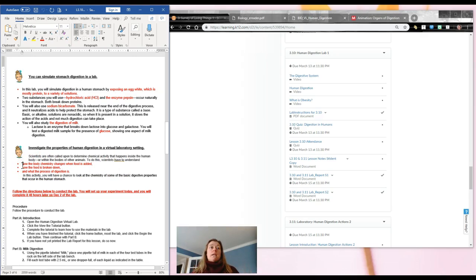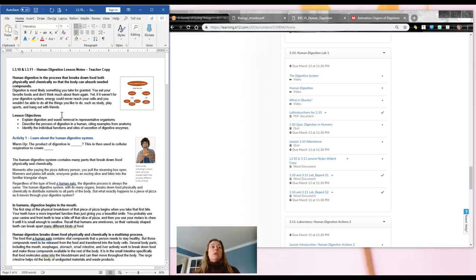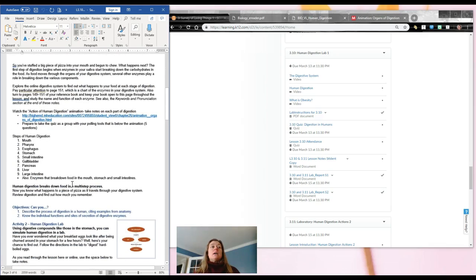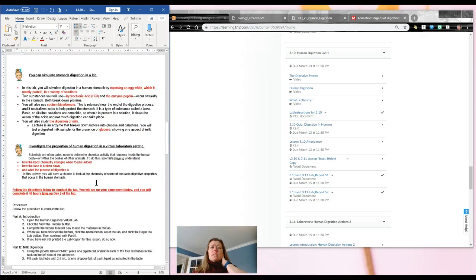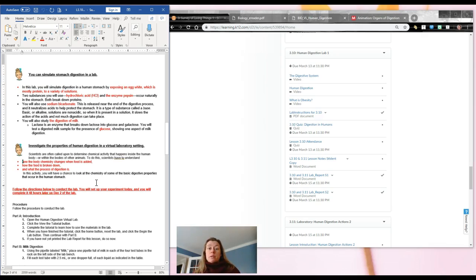We're doing that so that we find out how the body chemistry changes when food is added, how the food is broken down, and what the process of digestion is. That's reinforcing what we're learning today that we had in our objectives from up here at the top, where it says, can you describe the process of digestion in a human, citing examples from anatomy? And do you know the individual functions and sites of secretion of digestive enzymes, right? So where does the HCl, the hydrochloric acid in your stomach, come from? Where does that bicarbonate or bile come from, etc.?